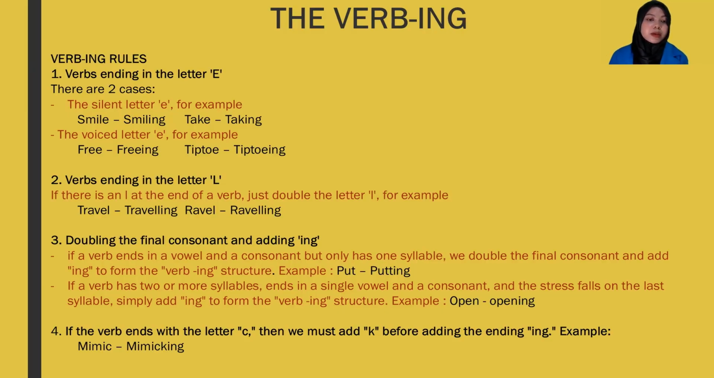Third, doubling the final consonant and adding ing. If a verb ends in a vowel and consonant, but only has one syllable, we double the final consonant and add ing to form the verb ing structure. For example, put becomes putting. If a verb has two or more syllables and ends in a single vowel and consonant, and the stress falls on the last syllable, simply add ing to form the verb ing structure. For example, open becomes opening.